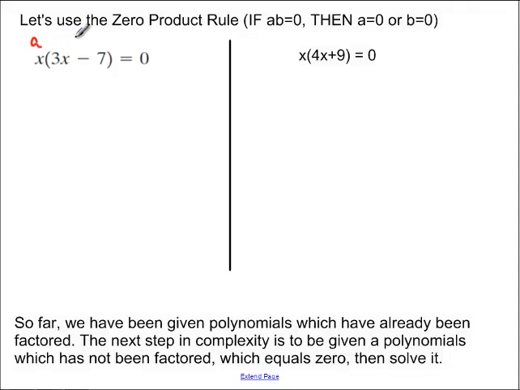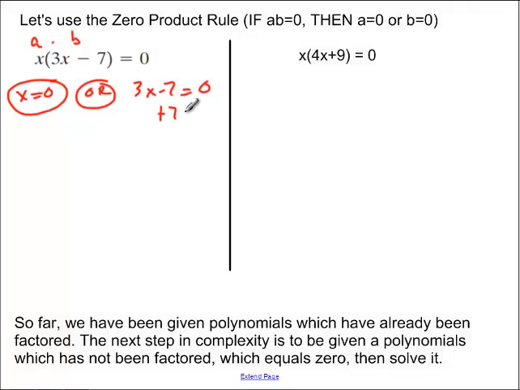Here's our a, here's our b. A times b equals 0. Either x equals 0 or 3x minus 7 equals 0. Now, for this one, x equals 0, you can't get any simpler than that. So either x equals 0, or solve this one by doing a two-step equation by adding 7 to each side. We get 3x equals 7. Divide by 3, and we get x equals 7 thirds.